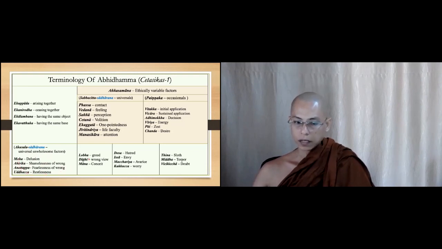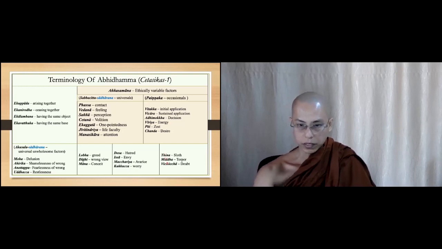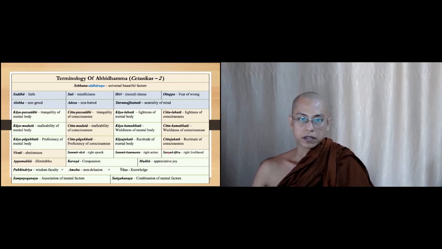These are the classification of universal unwholesome factors: Moha, Ahirika, Anottappa, Uddhacca. The translation comes here. Lobha, Ditthi, Mana will be another category in the Cetasika study. Dosa, Issa, Macchariya, Kukkucca, and Thina, Middha, Vicikiccha. So we will continue to the second part of Abhidhamma Cetasika.